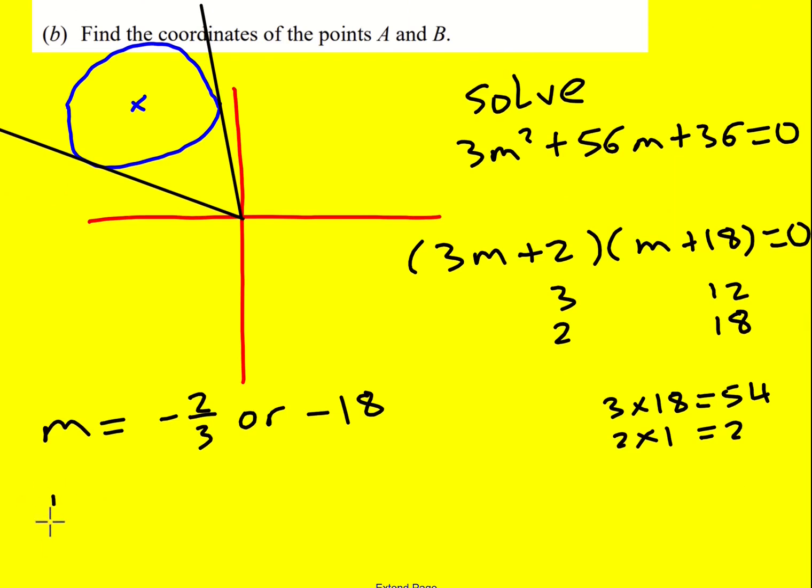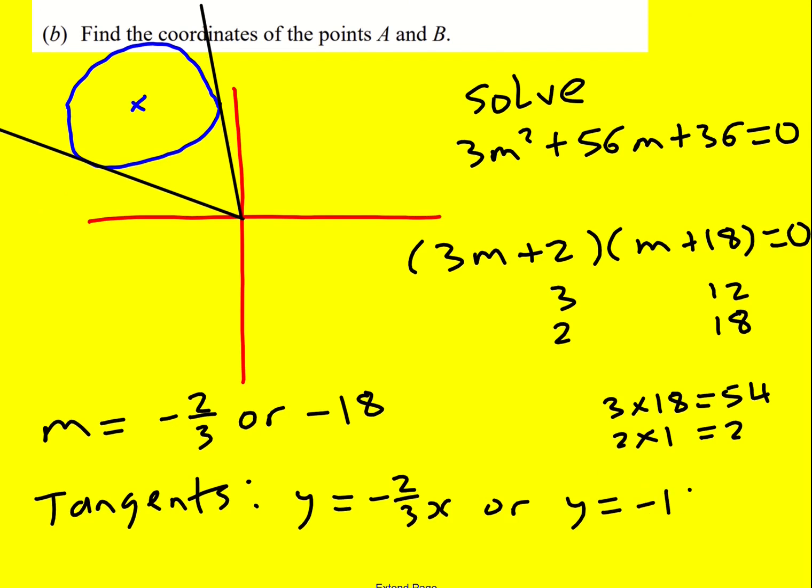Hence, the tangent is going to be y equals -2/3 x or y equals -18x. There are 2 ways to do the next part. Remember, we're finding the coordinates. You can do it by looking at the diagram geometrically, or you can use implicit differentiation.